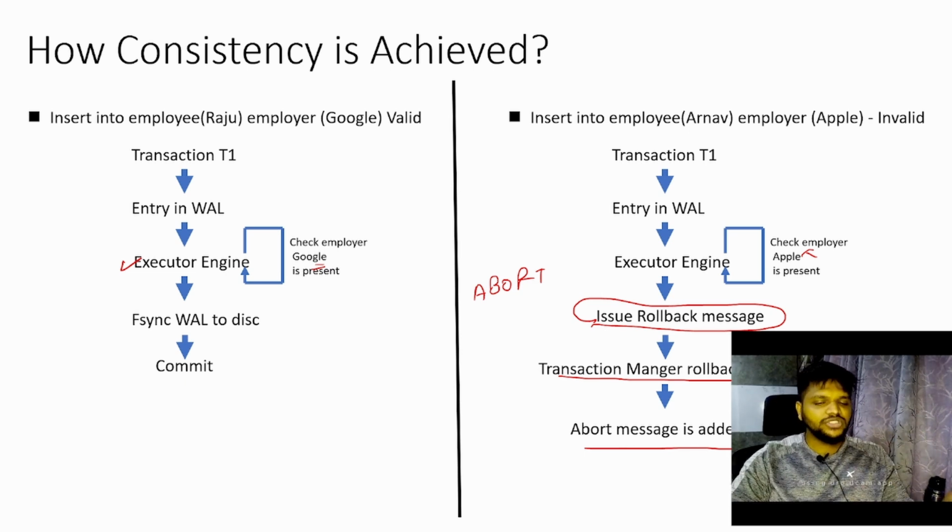The database is going to see, hey, abort instruction is present, so I should not update anything. So now my data integrity is still maintained. I am not adding Arnab as an employee to my database. This is how consistency is achieved.